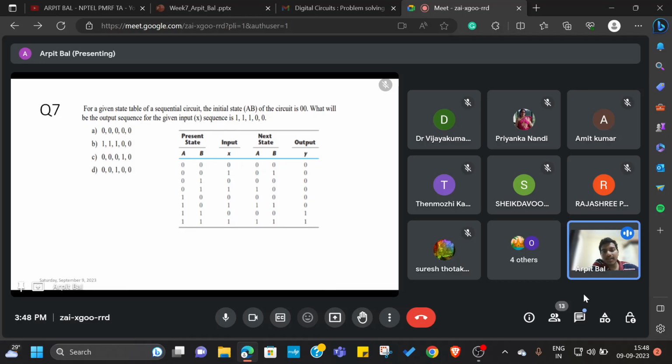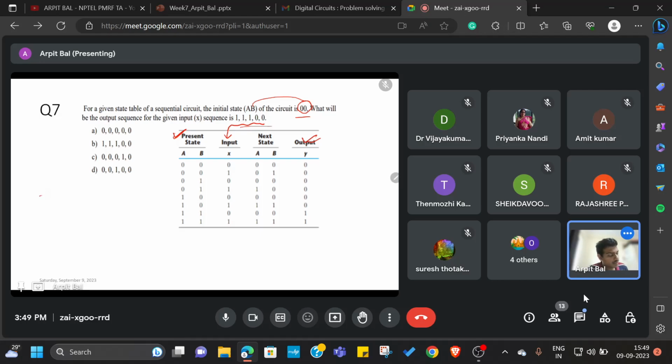The input sequence is 1 1 1 0 0. Using this table you have to figure out what will be the output sequence, given a particular set of input. The input is basically x, and the initial state is given to you as 0. Whenever you are presented with a question or a problem, figure out what informations are already available to you. These are the essential information that you need to keep in mind to solve this problem.